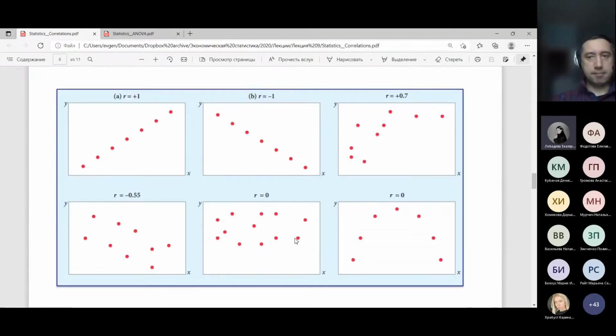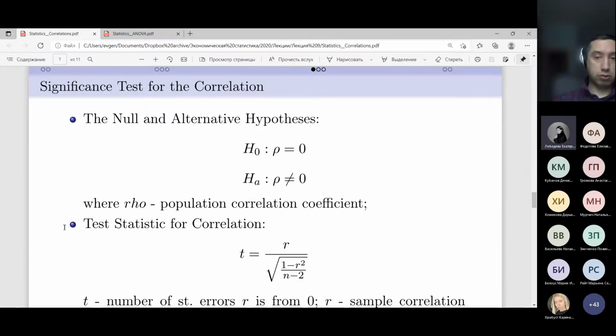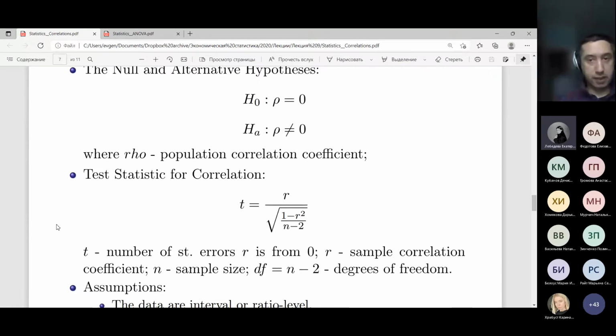Remember that the correlation coefficient, likewise the average or standard deviation, is itself a random number, because we calculate the correlation coefficient on the basis of a random sample. And since this correlation coefficient is a random number, we have to check whether it is different from 0. How to check it? As usual, you should state the null and alternative hypotheses, and here they are always the same. The correlation coefficient is 0, the correlation coefficient isn't 0.